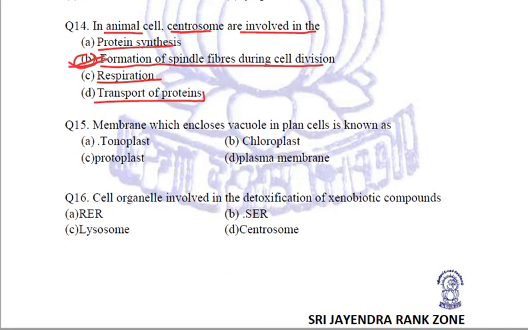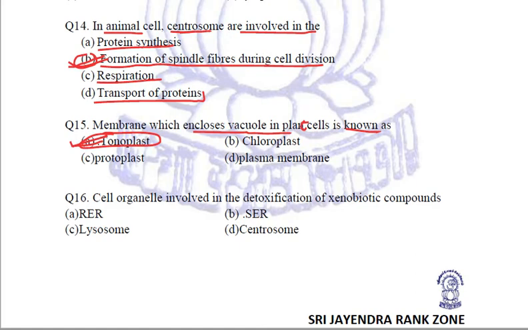Coming to the next question. Membrane which encloses vacuole in plant cells is known as. Now the membrane which encloses vacuole is called tonoplast. Make a note of it. Tonoplast is the membrane which encloses the vacuole in plant cells.